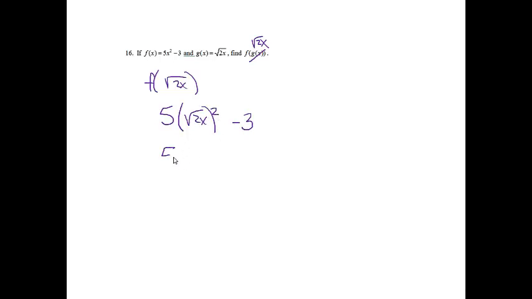Okay, and if I simplify that, the square and the square root cancel each other out, so I'm just left with 5 times 2x minus 3. And then if I simplify that, I will get 10x minus 3.